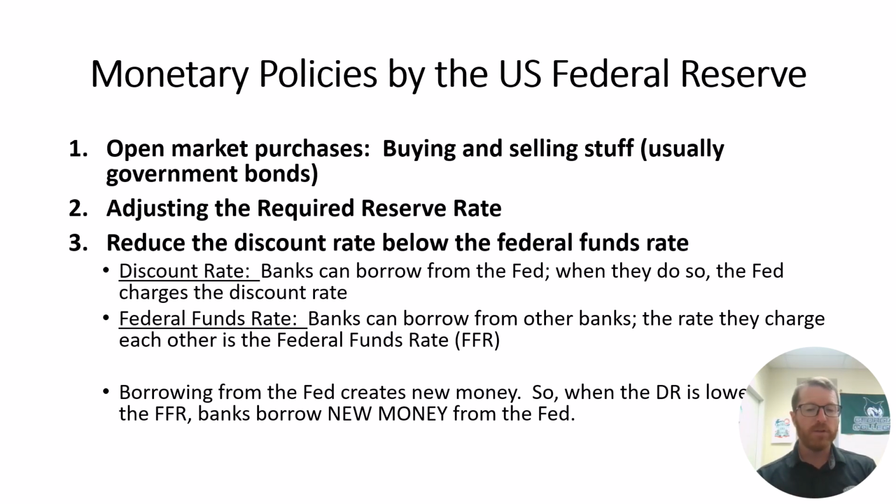But if the Fed wants to increase the money supply really quickly, it won't be a long-lasting thing. What it can do, though, is it can drop the discount rate below the federal funds rate. So if the discount rate is 5%, the federal funds rate is 4%, the Fed can drop that discount rate down to maybe 3%, and now for a short period of time, banks will borrow from the Fed, and they'll be borrowing new money. Now, I say it's a short period of time because that federal funds rate is also going to drop too. But for that short period of time, banks will borrow from the Fed, and that will be new money, increasing the money supply. That's the third policy the Fed has.